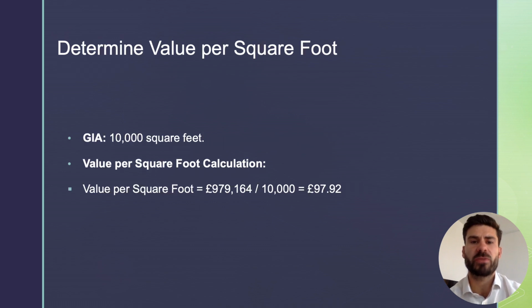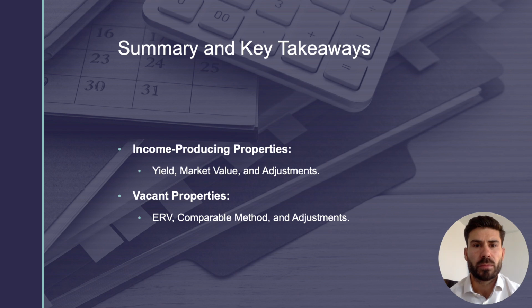To summarise, we've covered how to value both income producing and vacant properties. For income producing properties, we discussed yield calculations and adjustments for risks. For vacant properties, we explored the use of ERV and the comparable method to arrive at an accurate market value. To summarise this section, we've looked at both income producing commercial properties, which includes yields, market value and adjustments, and then we've also looked at vacant properties using an ERV, the comparable method, and making adjustments.